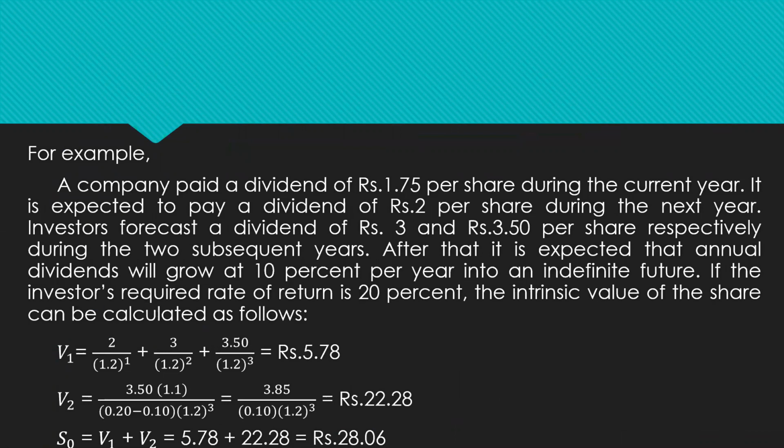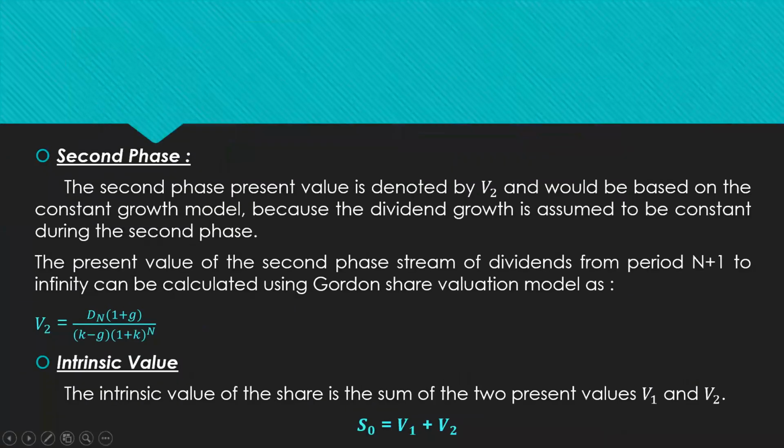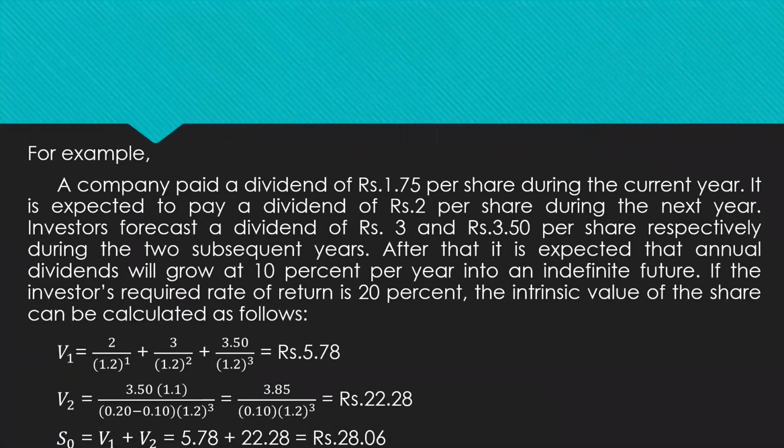Now V2 is calculated using the formula given in the previous slide. V2 is equal to Dn, where Dn is the dividend that you receive in the last year of the first phase. In this case, you're receiving 2 in the first year, rupees 3 in the second year, and 3.50 in the third. So this is the last dividend in the first phase, which is the Dn value in the formula.